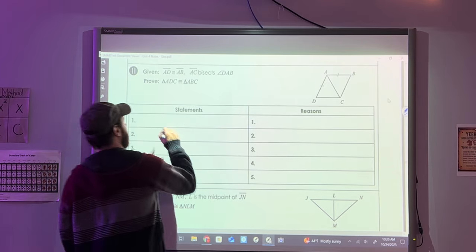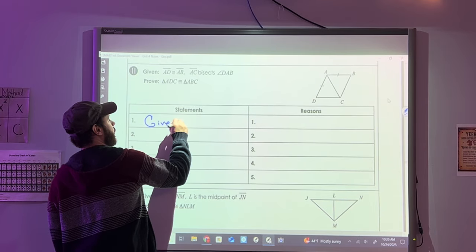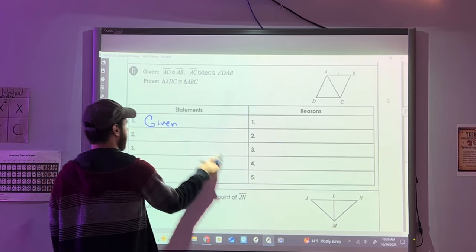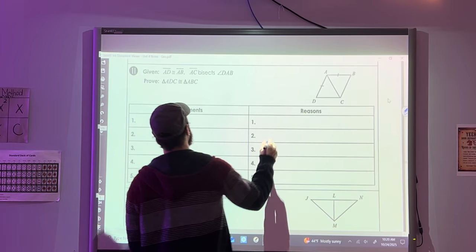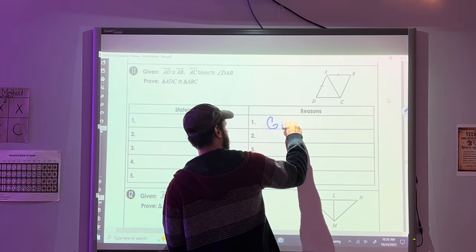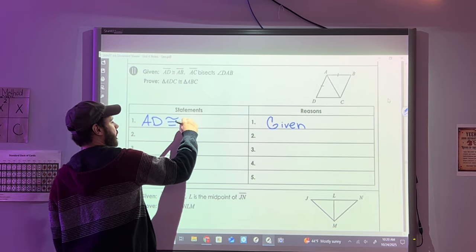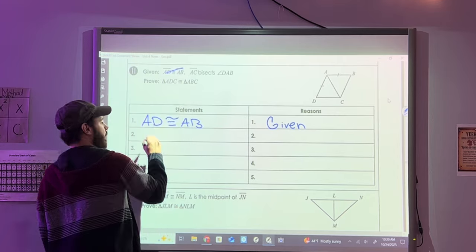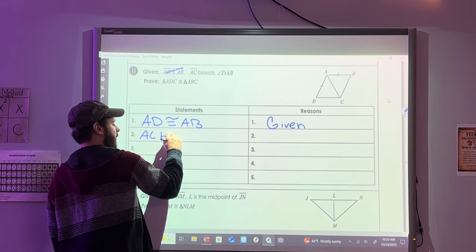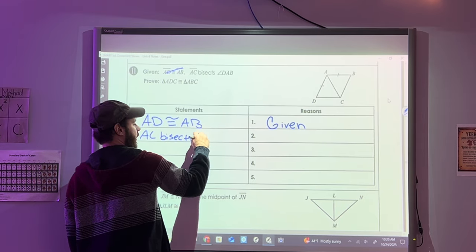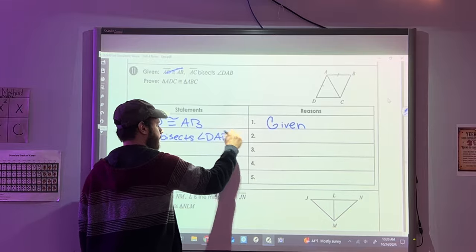Okay, got some given. Why did I write that there? Oh man, all right. That's where given goes, but what was given? AD is congruent to AB, bam. AC bisects angle DAB. That one's given.